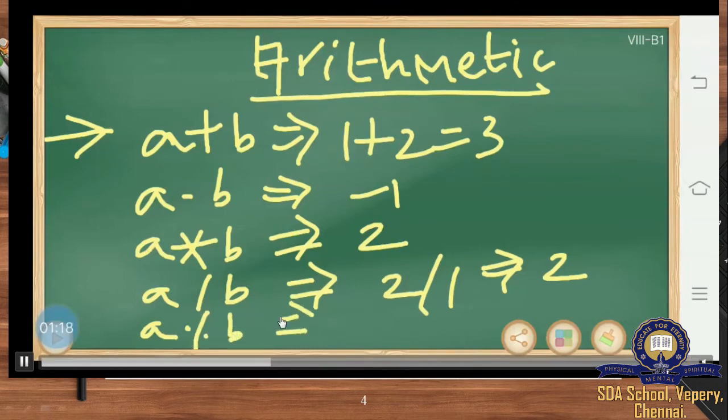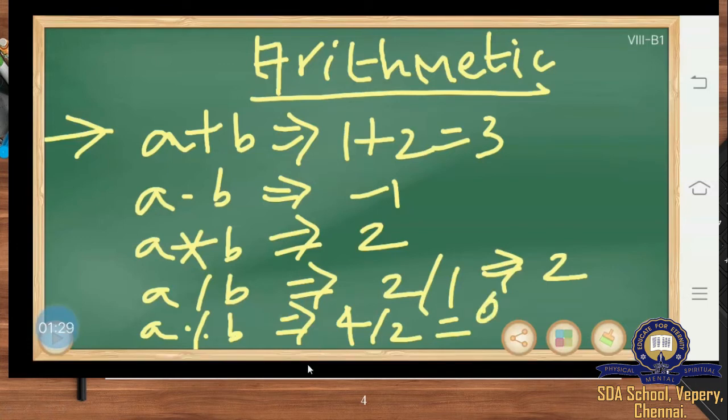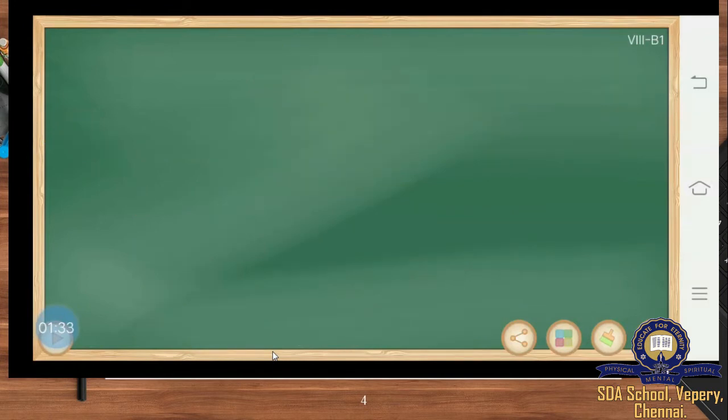And the last operator, the modulus operator. What does modulus mean? It gives me the remainder of the values a and b. So once you divide the values, you will get a remainder, either 0 or 1. This operator we call the modulus operator.